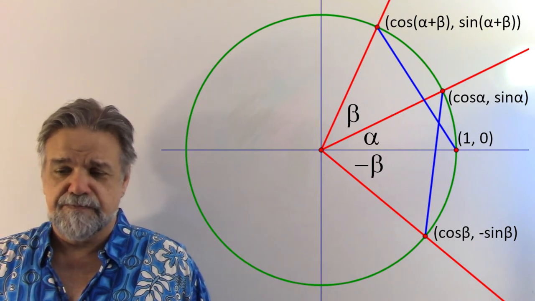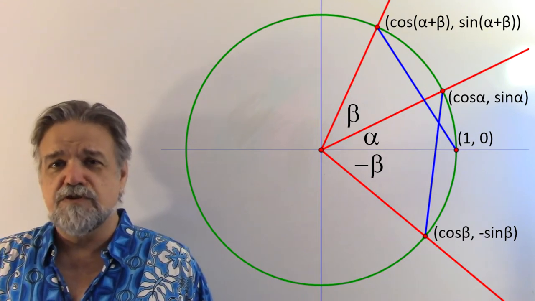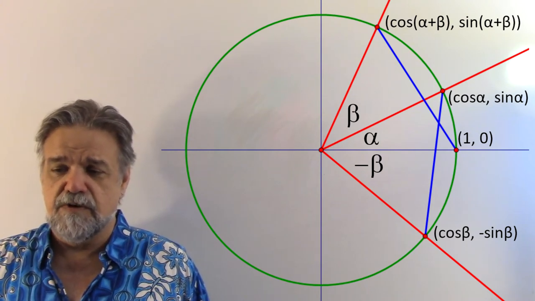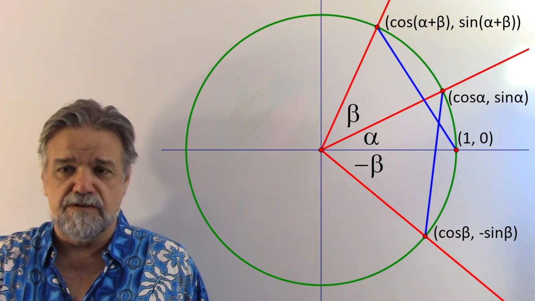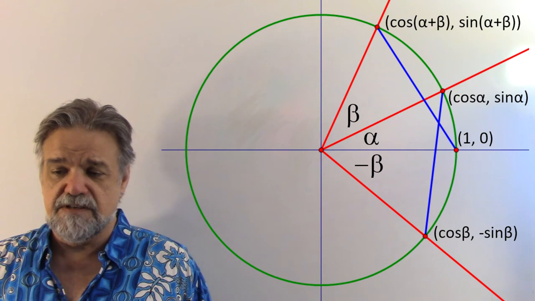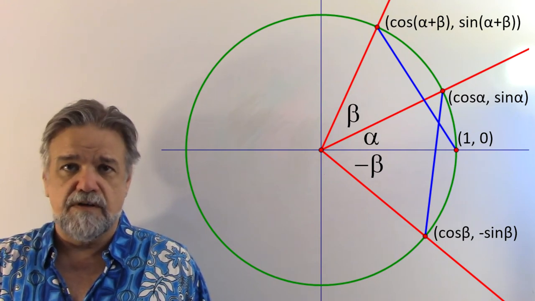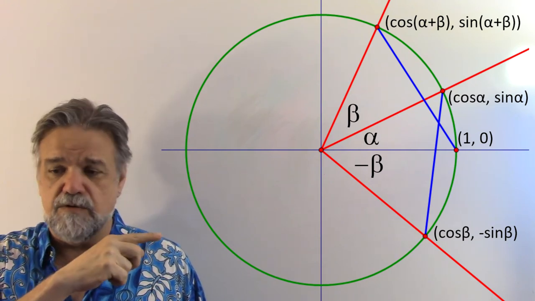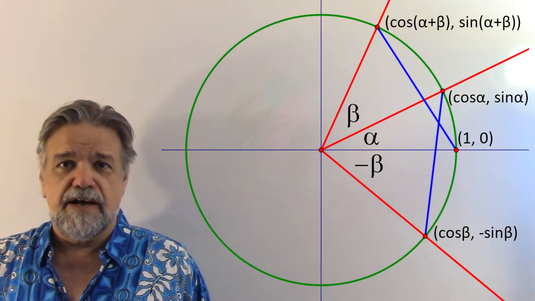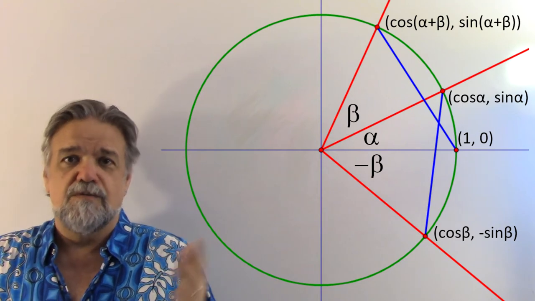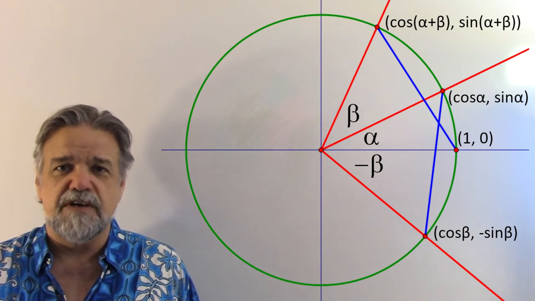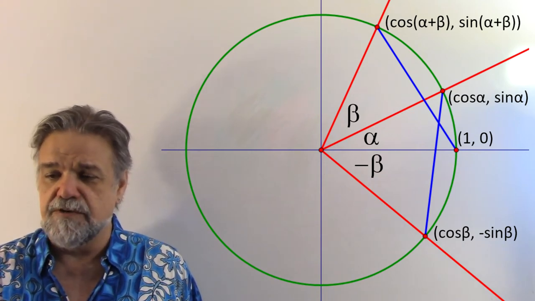All right? So if those chords are congruent, that means the distance from where alpha plus beta hits the unit circle, that top point, and the point (1, 0), has to be the same as the distance from where angle alpha hits the circle and where angle negative beta hits the circle. So how do I calculate those distances? With the distance formula. Yeah, okay. It's just a modification of the Pythagorean theorem. So let's go ahead and do that.